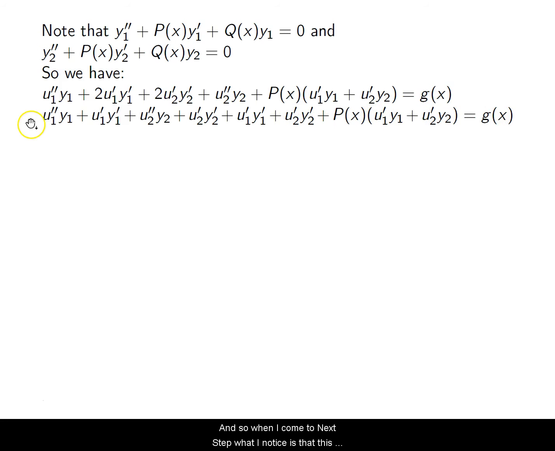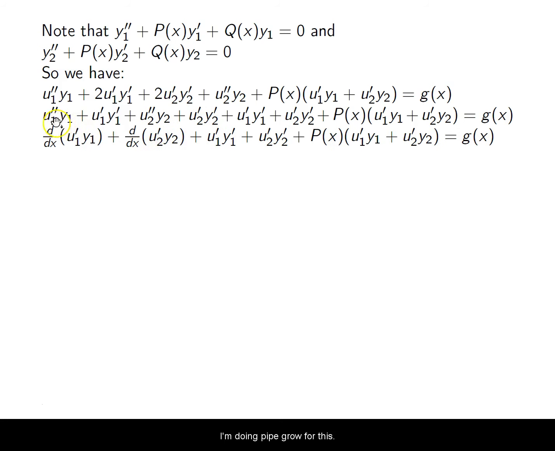And so when I come to the next step, what I notice is that just these two terms and these two terms, which is why I paired them together after I split them, this is a product rule, right? So just like when we do the integrating factor in the first order equations, if I undo the product rule here, right, then I get u2 prime times y2. And when I take that derivative, I would do the product rule and I would get this as a result, right? So what I'm doing is I'm undoing product rule for this, undoing product rule for this, and this is the stuff that's left over.